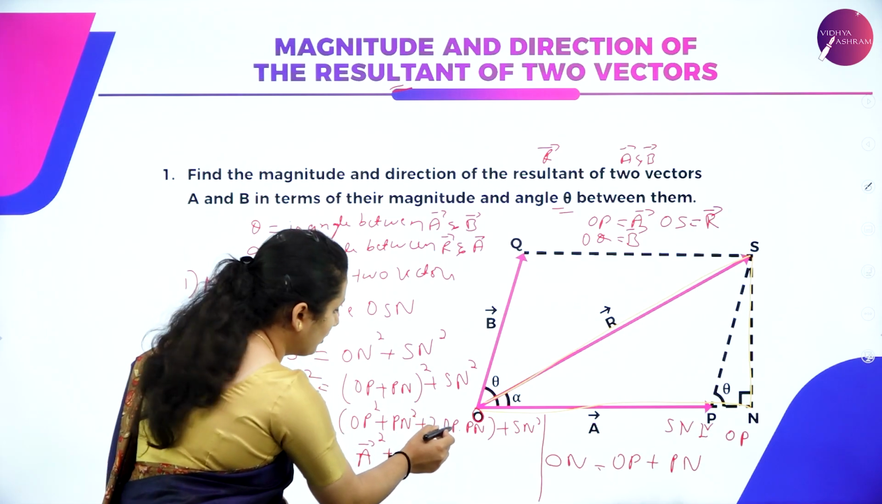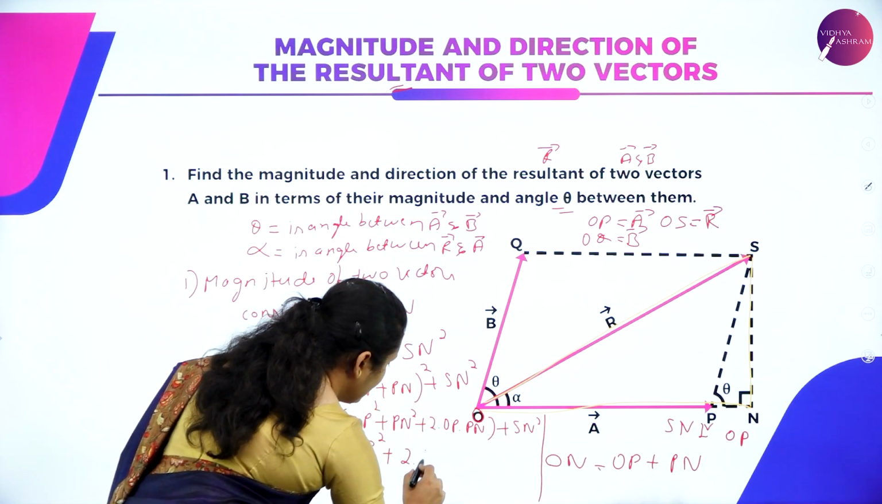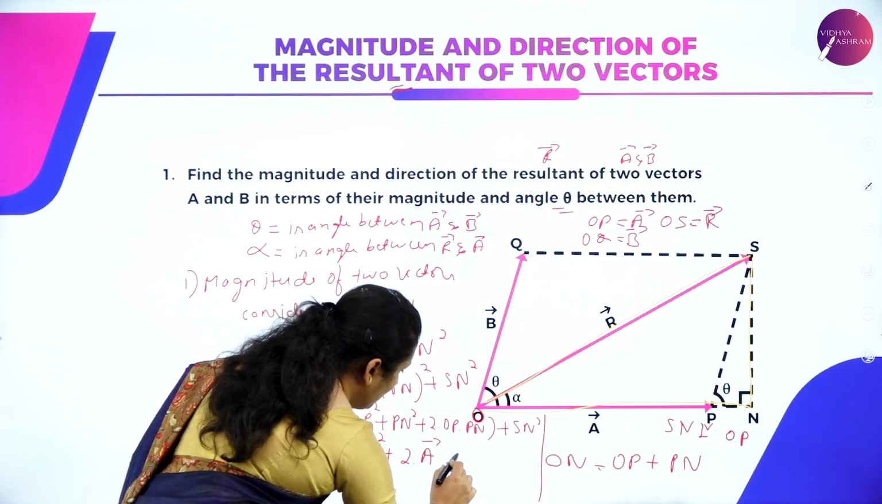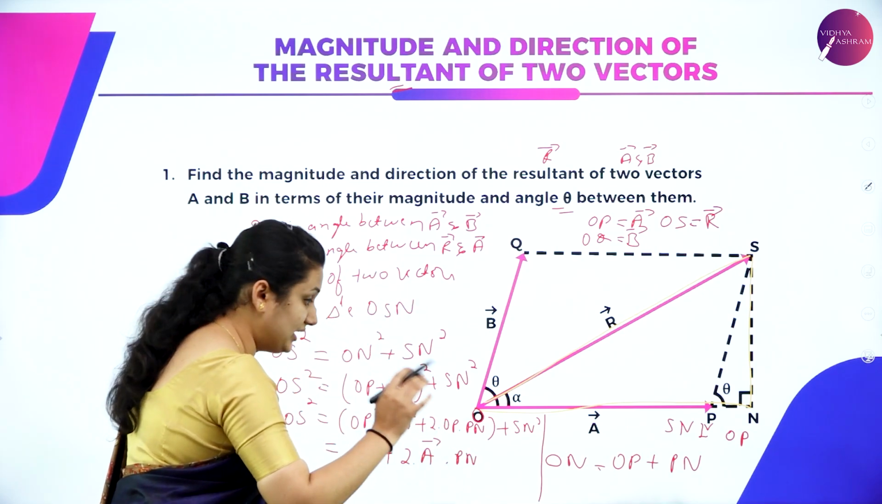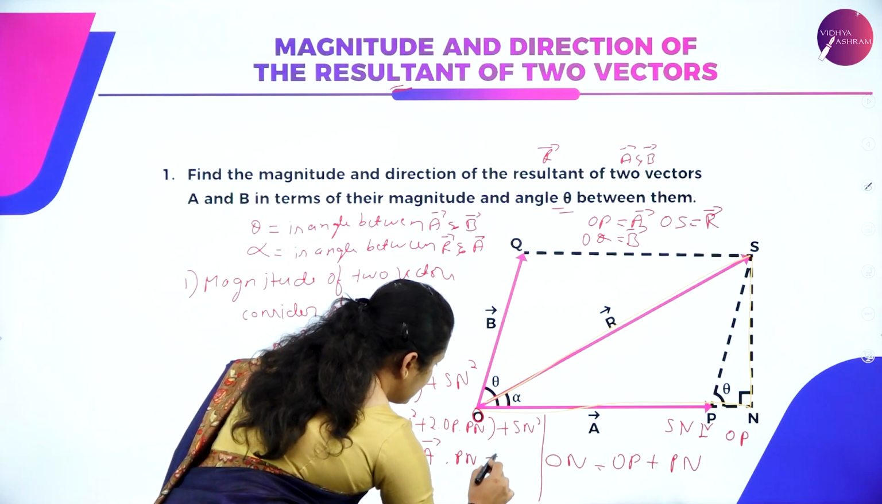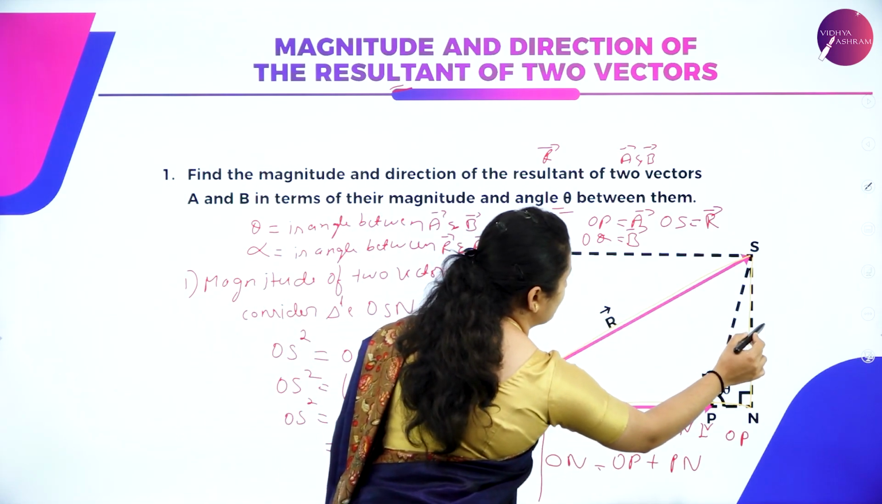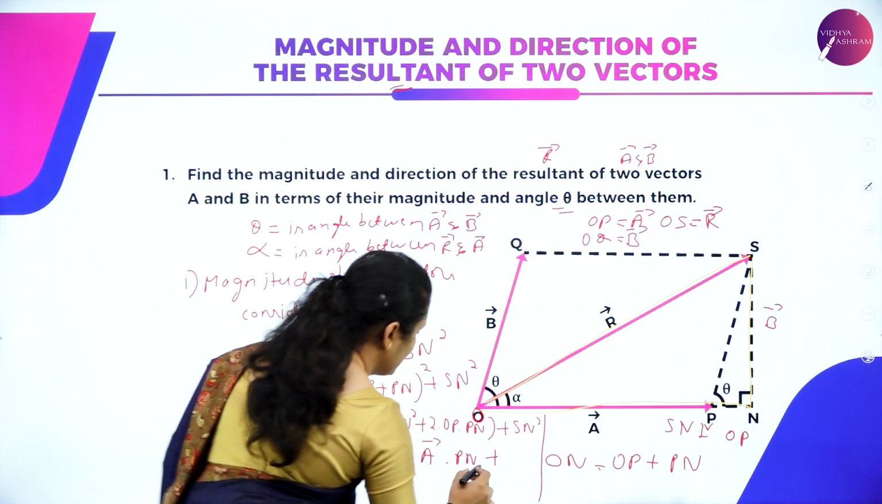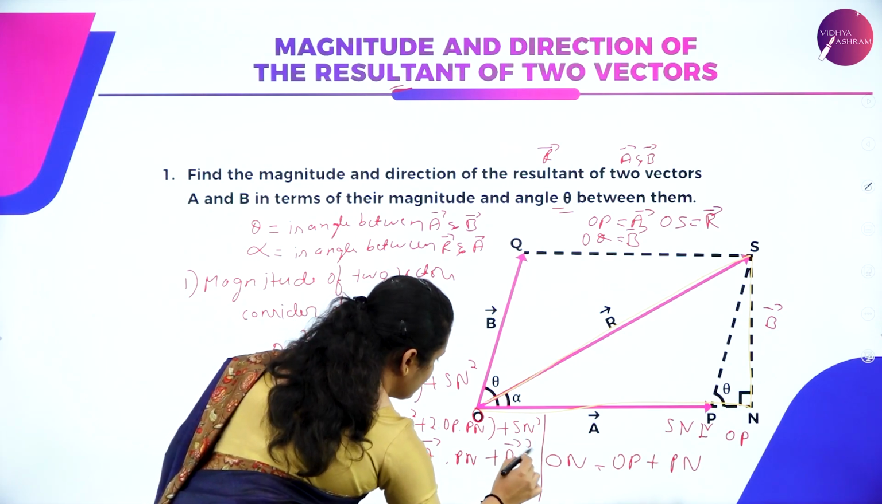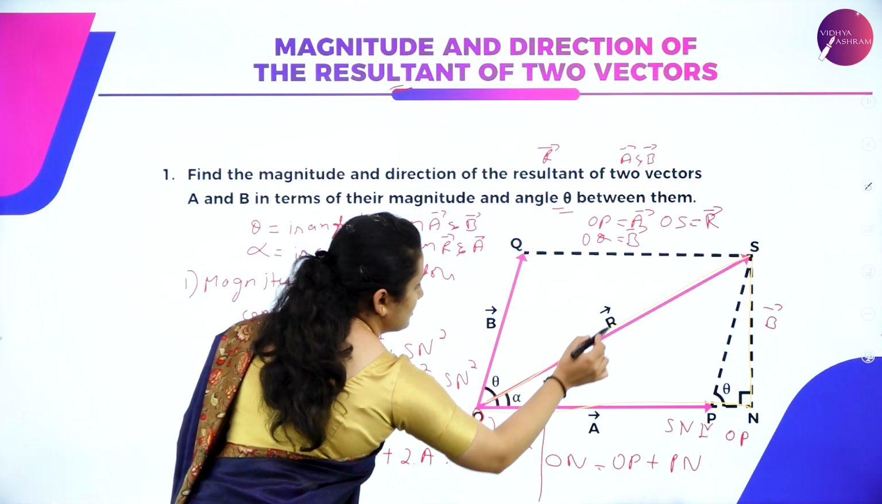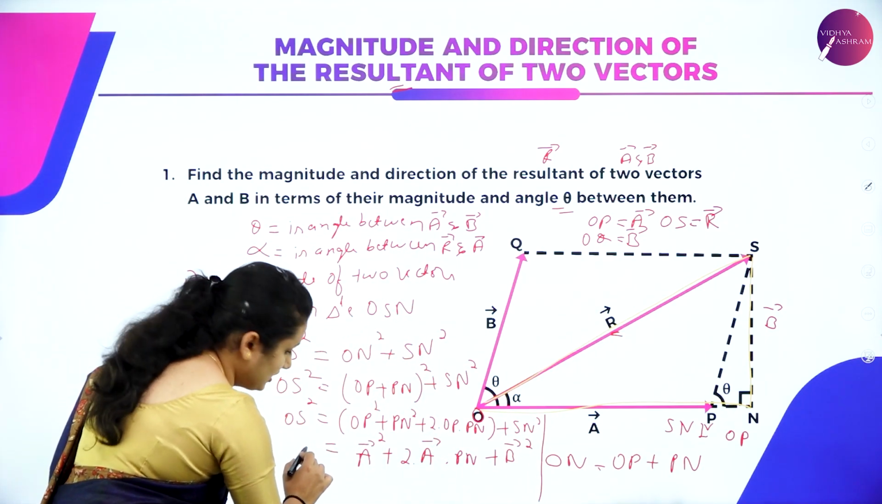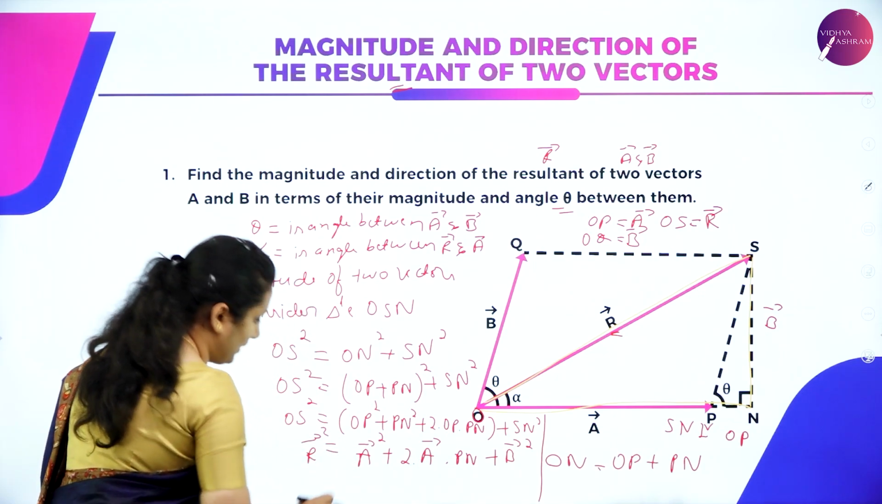2. What is OP here? OP is again vector A into PN. It is PN, not PN square. Plus, what is SN square? This is parallel to this. So, this will also be vector B, so it will be vector B square. So, what is OS? OS is R vector. So, it is R vector square.